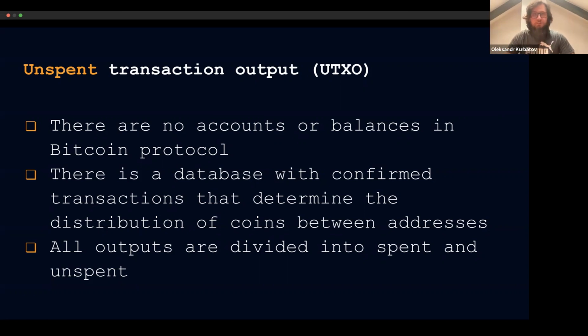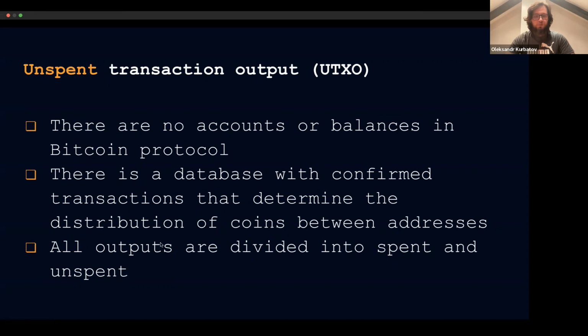This is true, but for reaching some efficiency, validators and auditors can form a coin database. This is a database that is already formed based on all processed transactions, and it just keeps all unspent transaction outputs. And you can quickly index this database and find all money that belongs to your keys.